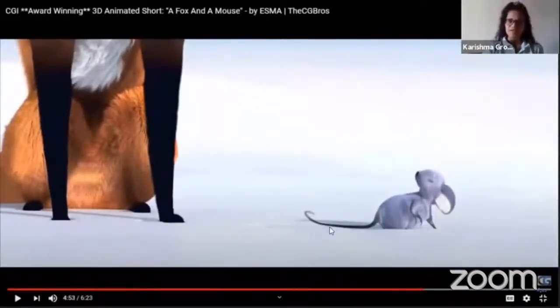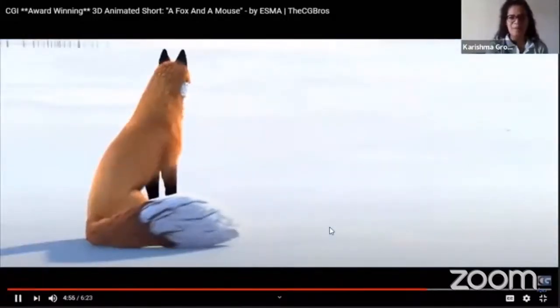And the mouse was like, are you serious? You're letting me free? Okay, I'm happy. I'm going to run away. Bye-bye. And now the fox was alone again and he was a little sad.